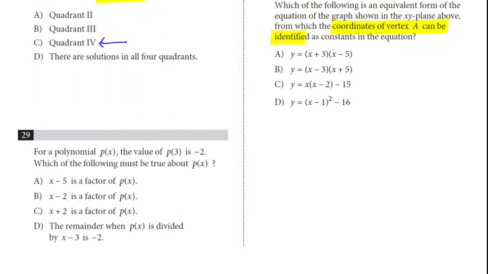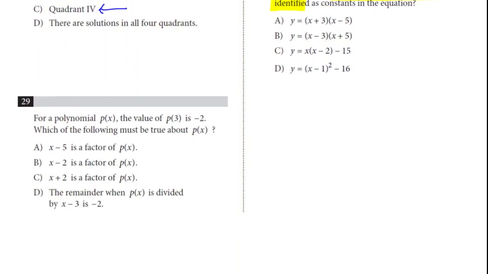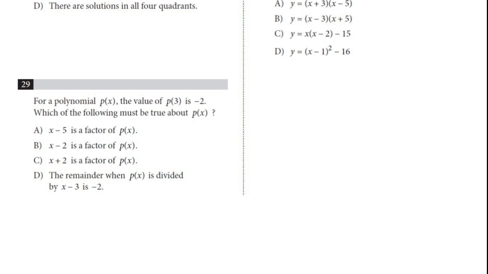Okay, 29. For the polynomial p of x, the value of p of 3 is negative 2. Which of the following must be true about p of x? To solve this one, we must understand the remainder theorem.